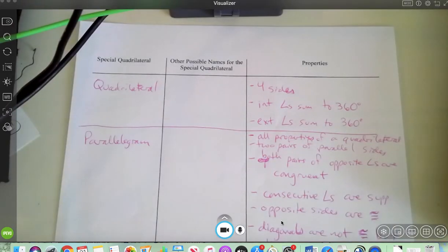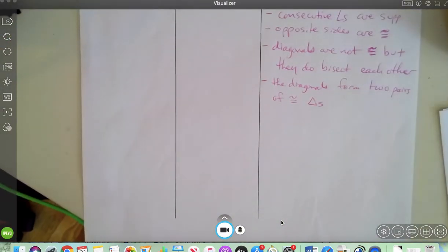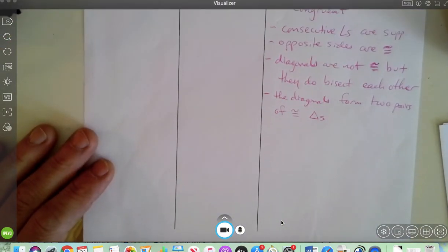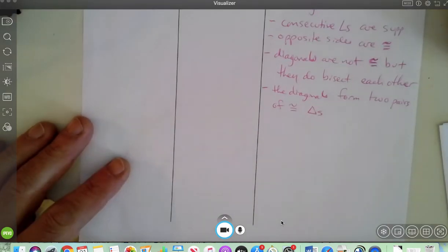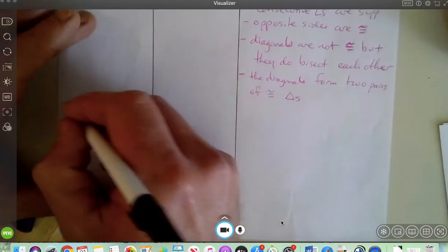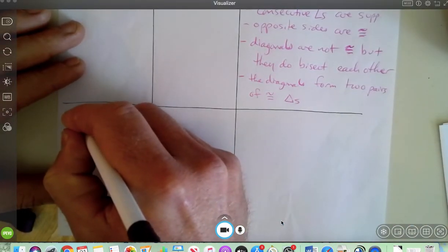Continue on with our properties of quadrilaterals here. Remember that last week we did the quadrilaterals and the parallelograms, and our next one we're going to do, you can just put this right on here, put a line across, is rhombuses.